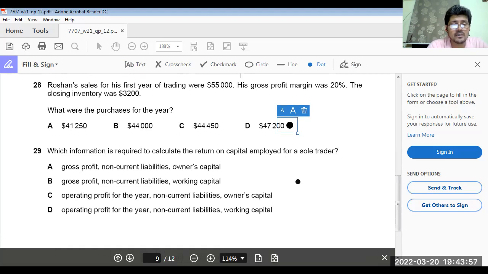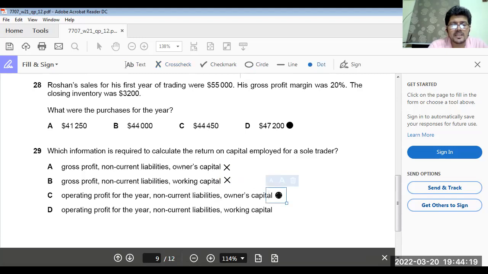Now come to 29. Which information is required to calculate the return on capital employed for a sole trader? Okay. These two options are useless because we do not calculate return on capital employed using gross profit. So what we have to do, operating profit, yes, okay. Non-current liabilities plus owner's capital. Yes, C option should be the answer.